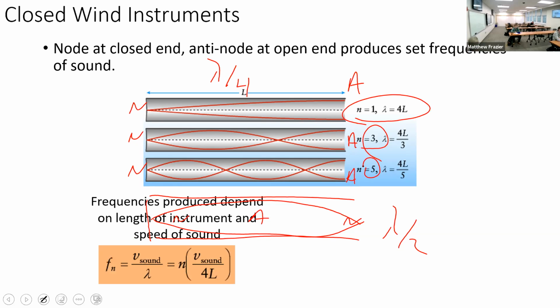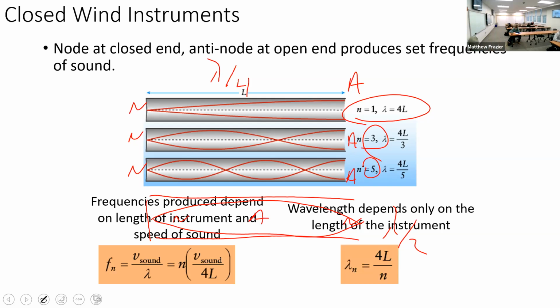And so we have a new formula. The nth harmonic is n times the velocity divided by 4 times the length. What it looks like is we've taken an open pipe and somewhere in the middle, where there's a node, we've stuck a thing to close it. We've cut the pipe in half. And so we have a formula for the wavelength. It again only depends on the length of the instrument, and it's 4L divided by the mode.